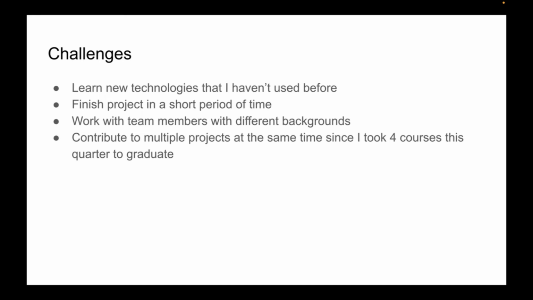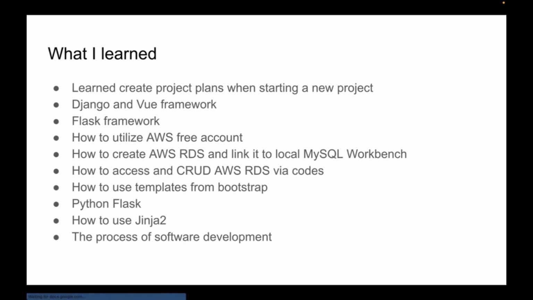He also contributed to different projects at the same time since he took 4 courses this quarter. What he learned: how to create project plans when starting a new project. He learned the Django, Vue, and Flask frameworks, and how to create AWS RDS and link it to local MySQL Workbench, and how to access and query AWS RDS via code. He also learned how to use Jinja and the process of software development.